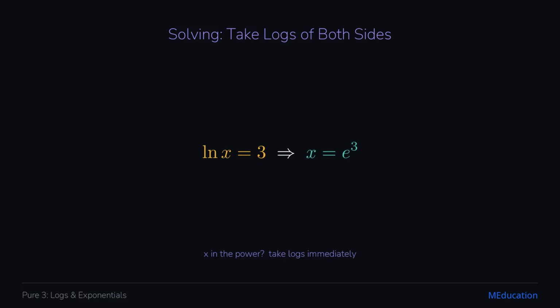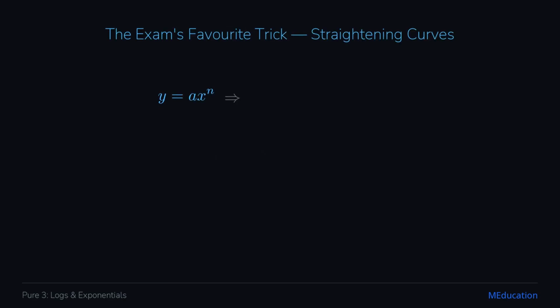Second shape, the unknown trapped inside a log. Here you do the opposite, raise the base to undo it. But one warning that examiners adore: a log only accepts positive inputs, so always check your answer doesn't ask for the log of a negative or 0. Find a solution, then make sure it is actually allowed.